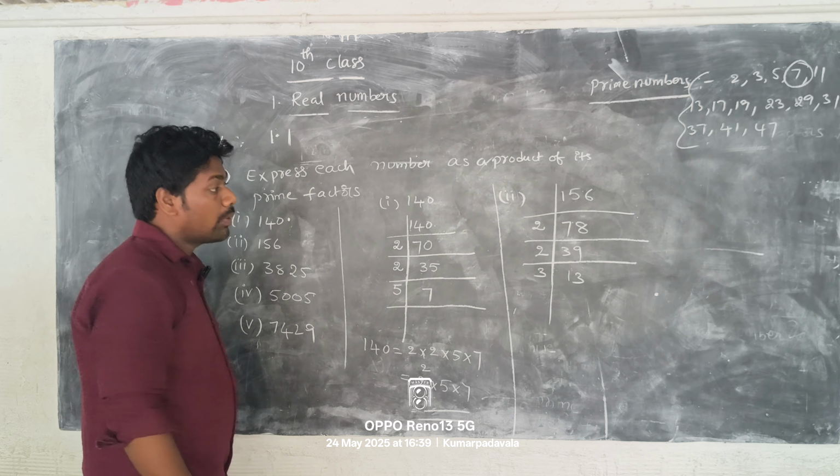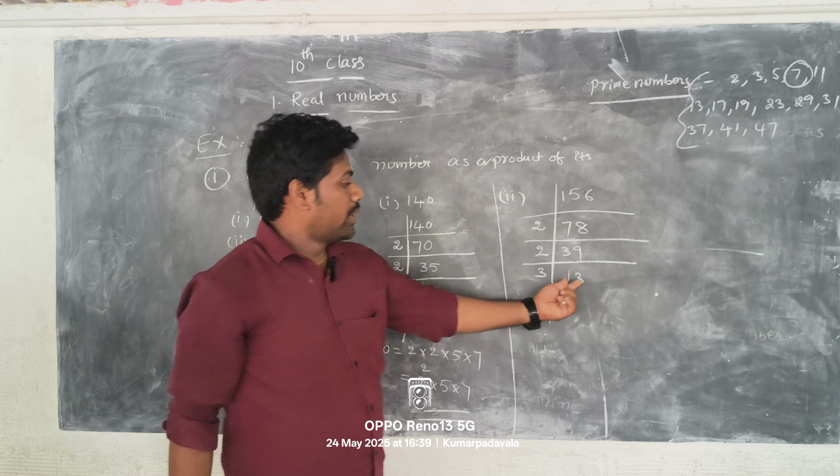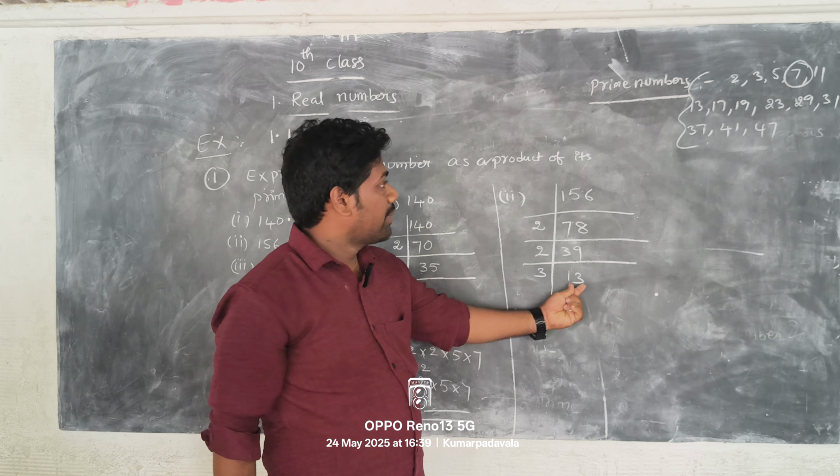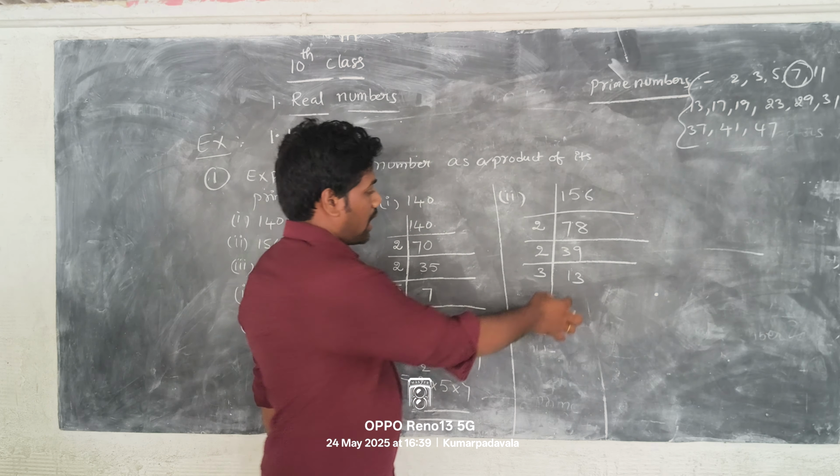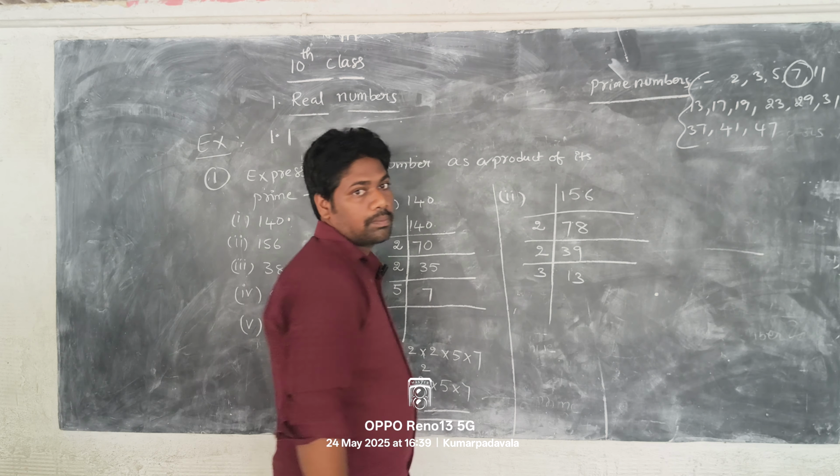Over. Why is it over? Because at last we got a prime number. Whenever the last number you get is prime, you should stop.